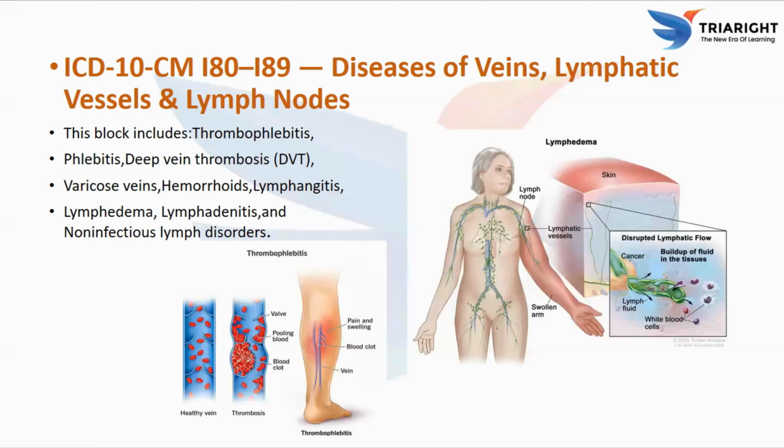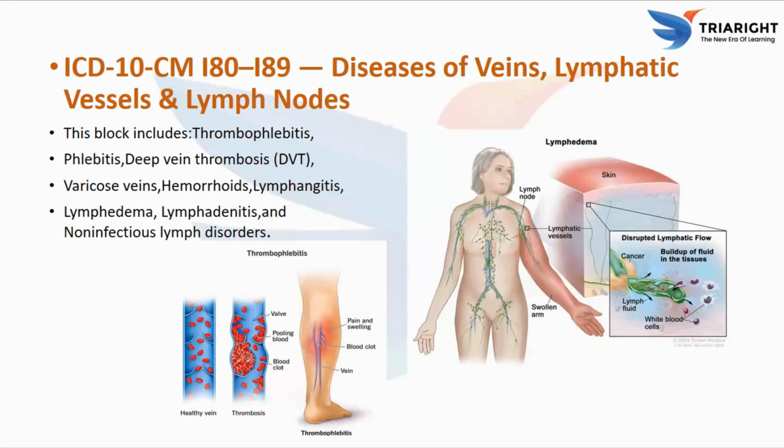Next, hemorrhoids. Hemorrhoids are swollen veins in the rectum or anus. These hemorrhoids can be internal or external. Then lymphangitis. Lymphangitis is nothing but an infection or inflammation of the lymphatic vessels. This often presents as red streaks on the skin. Lymphangitis is assigned the code I-89.